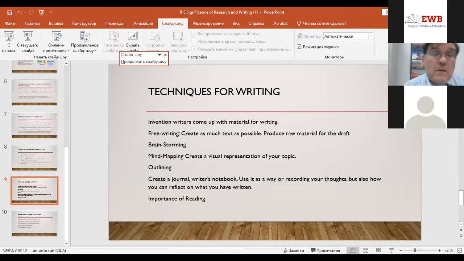Another tactic that people use is often creating a writer's notebook as a way of recording your thoughts, but also it's a way you can reflect on what you have written. And finally, there's the importance of reading. Reading about your topic, trying to get information. There does come a point though where you've done your research and it's always nice to try to look at 1 or 2 other things, but there comes a point also where you have to start writing.